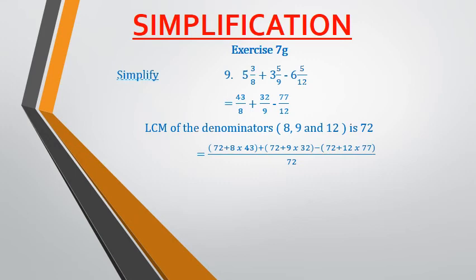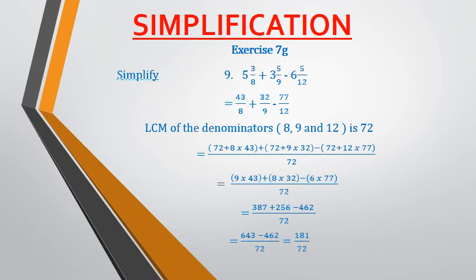And now we will solve the bracket, and we get 9 multiplied by 43 plus 8 multiplied by 32 minus 6 multiplied by 77 upon 72. Again we will solve it, and we get 387 plus 256 minus 462 upon 72. So now what we will do, we will add 387 and 256 having the same sign, that is plus sign, and then we will subtract 462 from its sum.